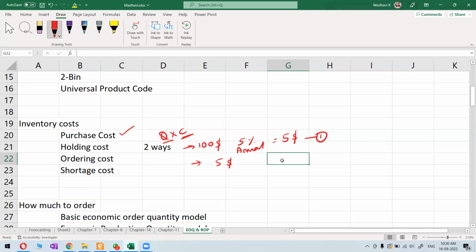So the holding cost includes our warehouse costs and the electricity, all those things. What is the cost that is associated with holding this much inventory in our warehouse?